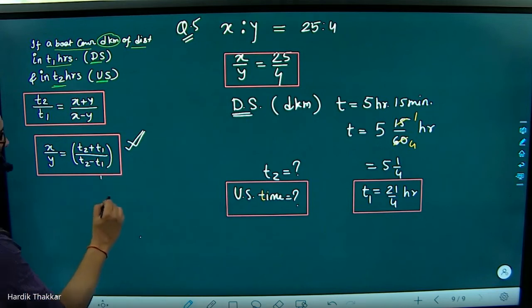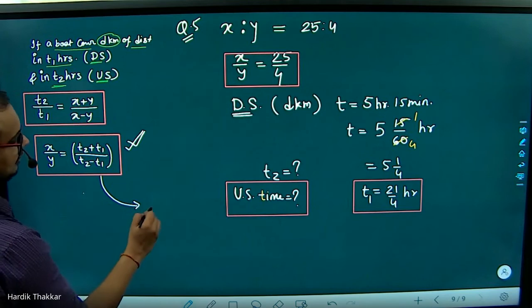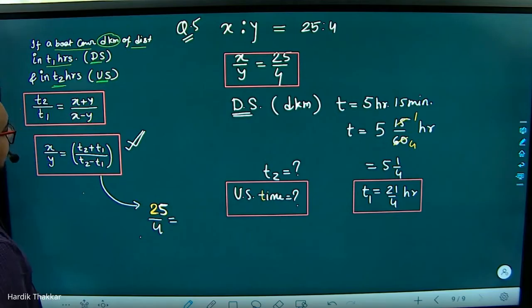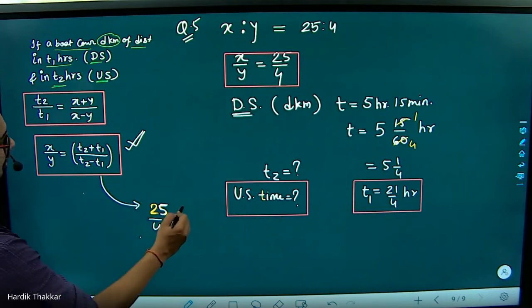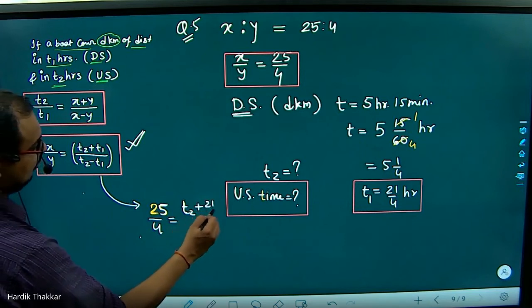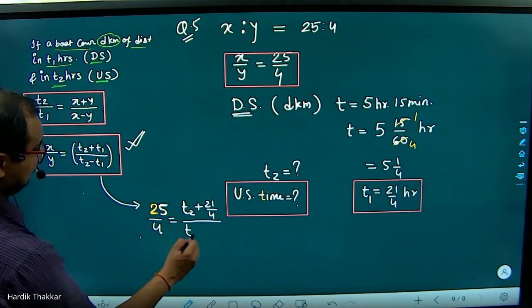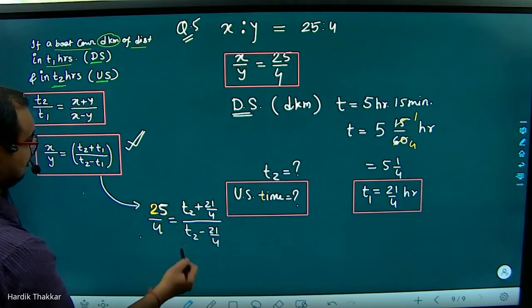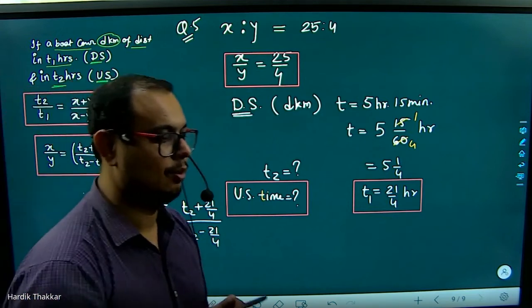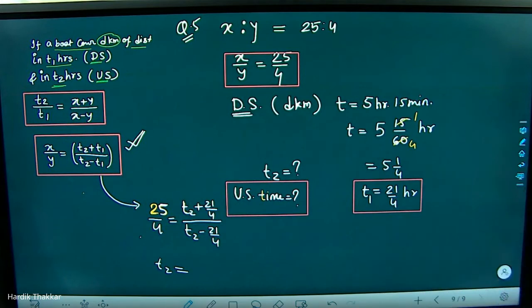So when we apply this property, in place of x by y, just put 25 by 4, that is 21 by 4. The ratio, yes, 25 by 4. Now in place of t2, simply write t2 as it is. In place of t1, just write that time. I think it is 21 by 4 divided by t2 minus 21 by 4. Now solve this particular equation and you will get t2, that is the time required in case of upstream. You got the importance of all these points, how they will be used in a question.